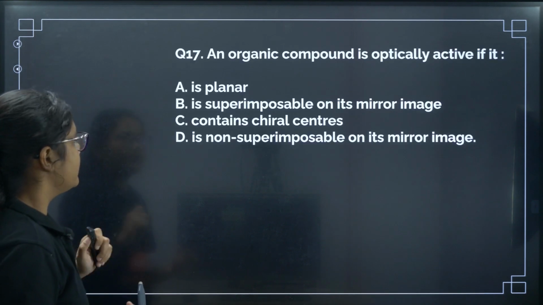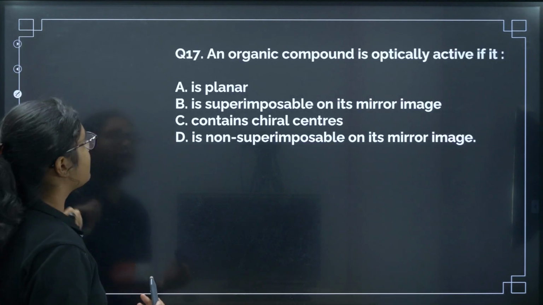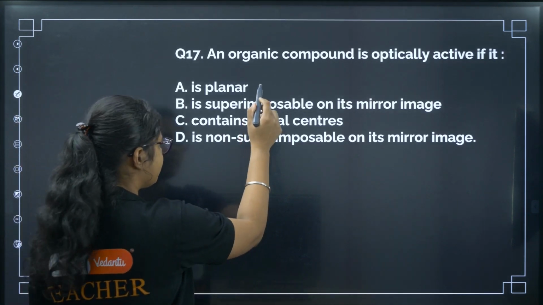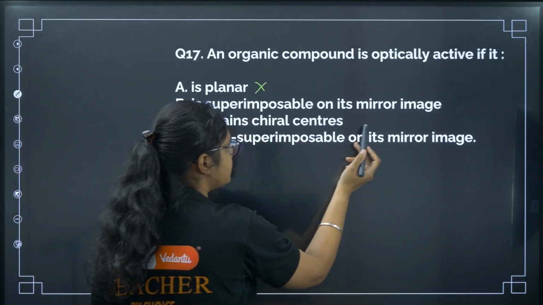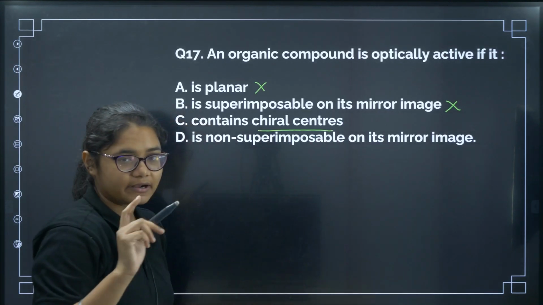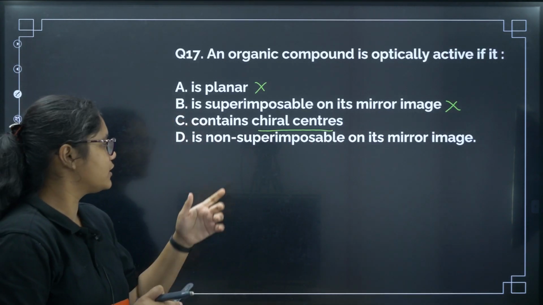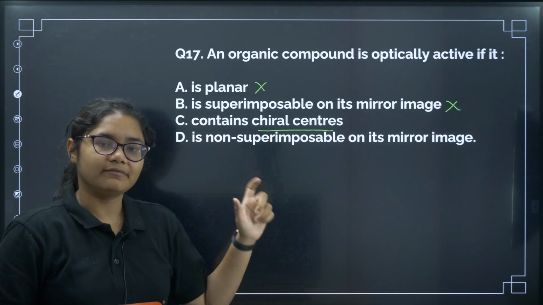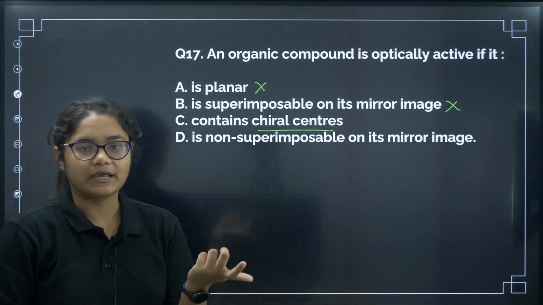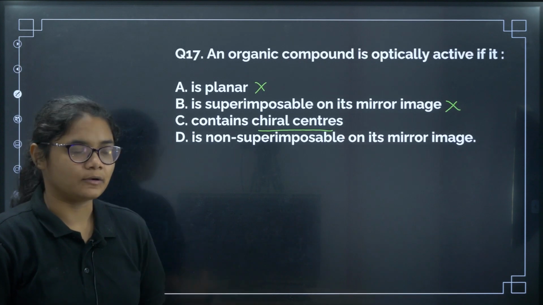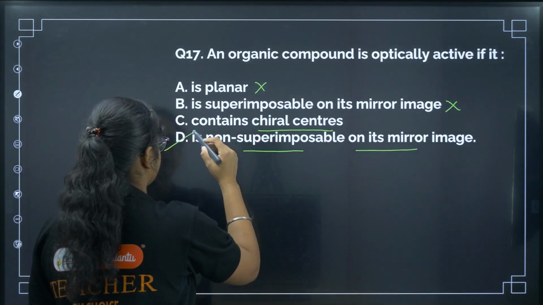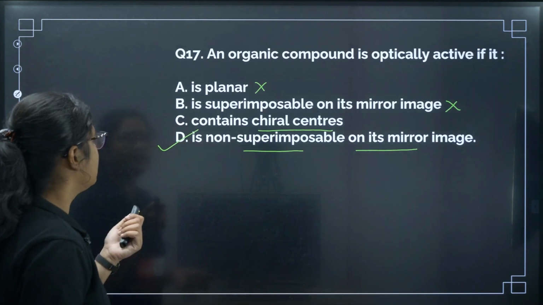Okay. Now let us see the next question. An organic compound is optically active if. So if it is planar, there is no relation. Superimposable on its mirror image, or contain chiral centers. This can be a condition, but it is not necessary, because even though we have a chiral center, sometimes the molecule may not be optically active. The examples are meso compounds. So it should have non-superimposable mirror images, that is the correct definition. So the correct answer is option number D.